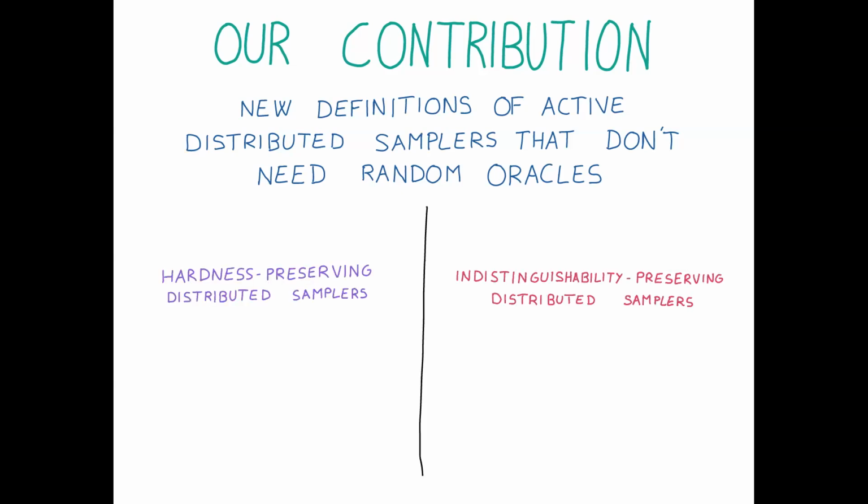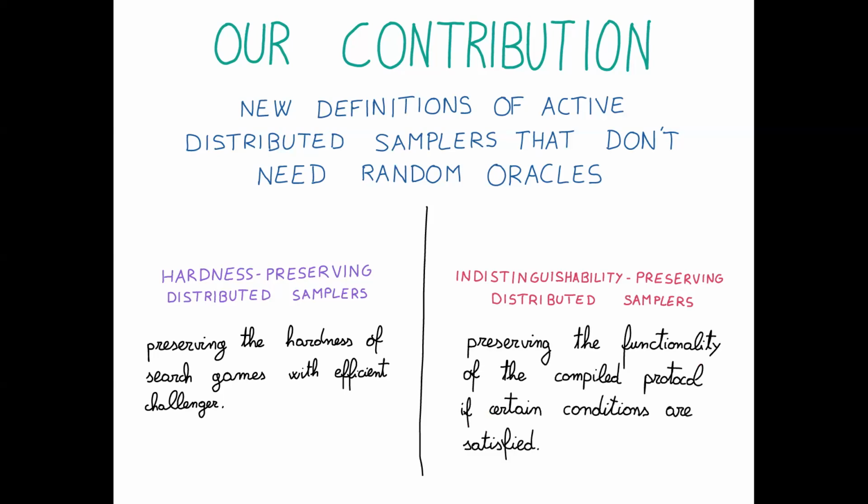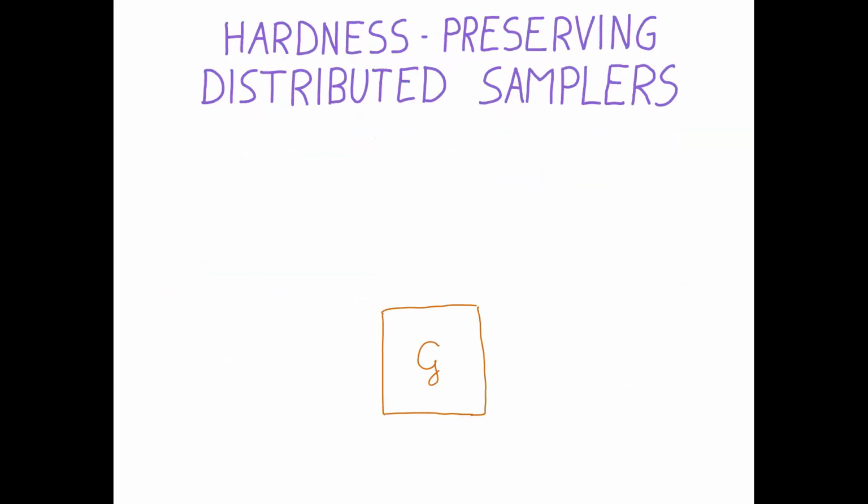The first one is called hardness preserving distributed sampler. The second one is called indistinguishability preserving distributed sampler. The first one is basically a distributed sampler that preserves the hardness of search games, whereas the other one is a distributed sampler that preserves the functionality of the compiled protocol, so the protocol from which we want to remove the CRS. And yeah, this can be applied if particular conditions hold. Anyway, today I will focus on hardness preserving distributed samplers. I will explain the definition, and I will sketch how we built them. For indistinguishability preserving distributed samplers, I will only say a few words about which conditions we actually need to apply them.